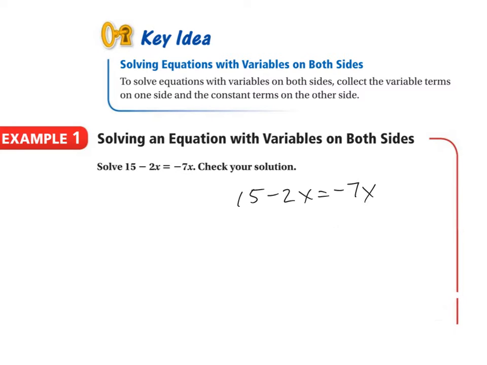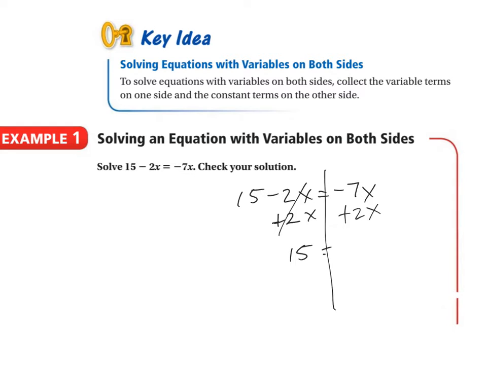You could move it the other way, but then you're going to end up with 0 on the other side. So if I add 2x, then I am doing the opposite of the minus 2x. So the inverse operation of minus 2x is plus 2x, and I do that on both sides. Let's go ahead and draw our line to be consistent here.